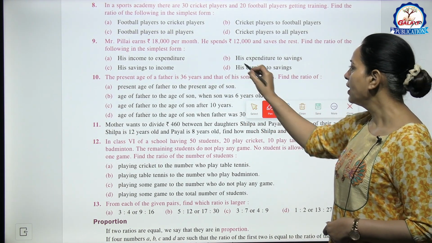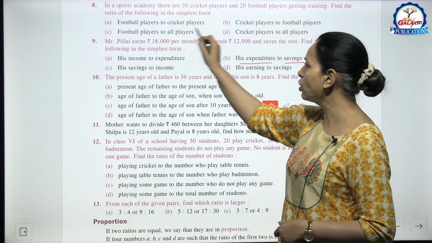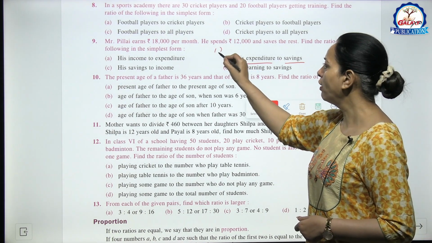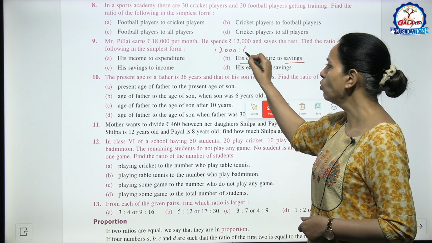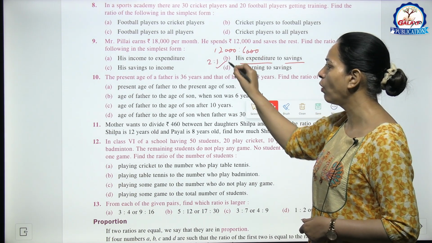Now B part, his expenditure to savings. So his saving is 18,000 minus 12,000, that is 6,000. So 12,000 is to 6,000. So that is 2 is to 1.